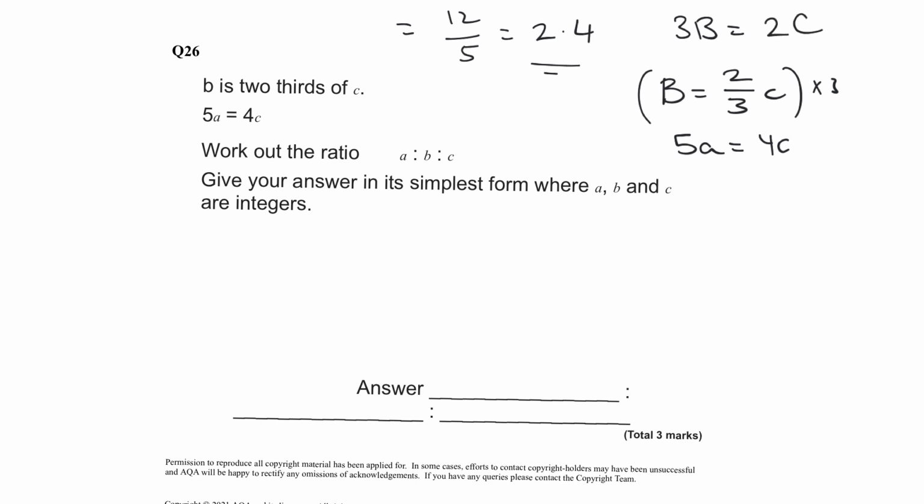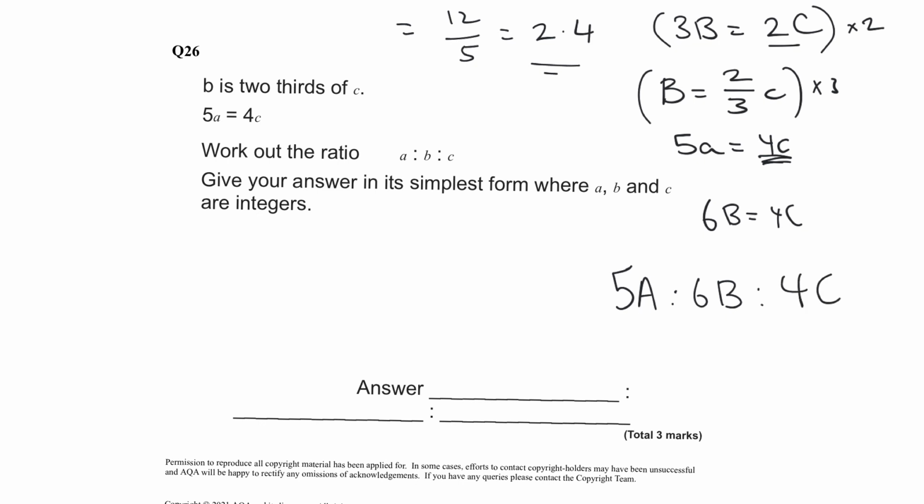We want the C's to be the same so we can put them together in one ratio. If we multiply this top equation by 2, that's going to give us 4C, which we like because we've got 4C down here too. So that would leave us with 6B is equal to 4C. Now if you want to squish that together, that means 5A is equivalent to 6B because that's equivalent to 4C. See what I did there? We can't simplify this any further. So you're just going to have 5A, 6B, 4C.